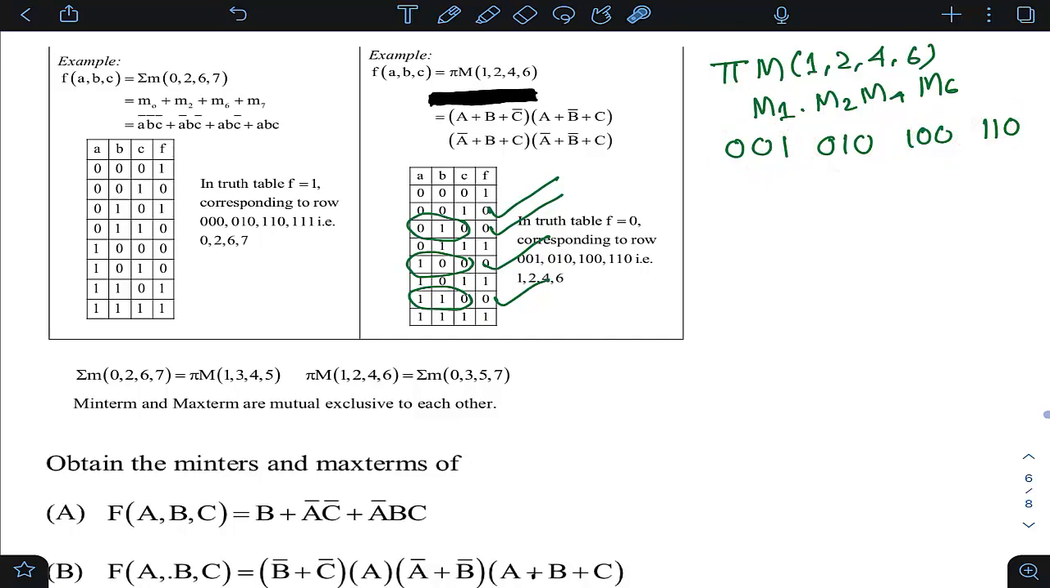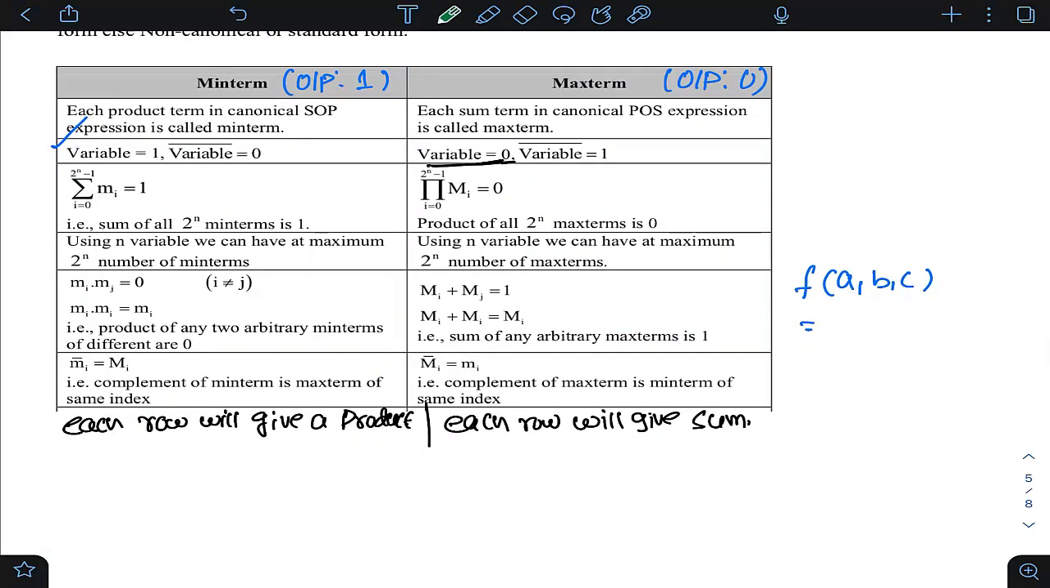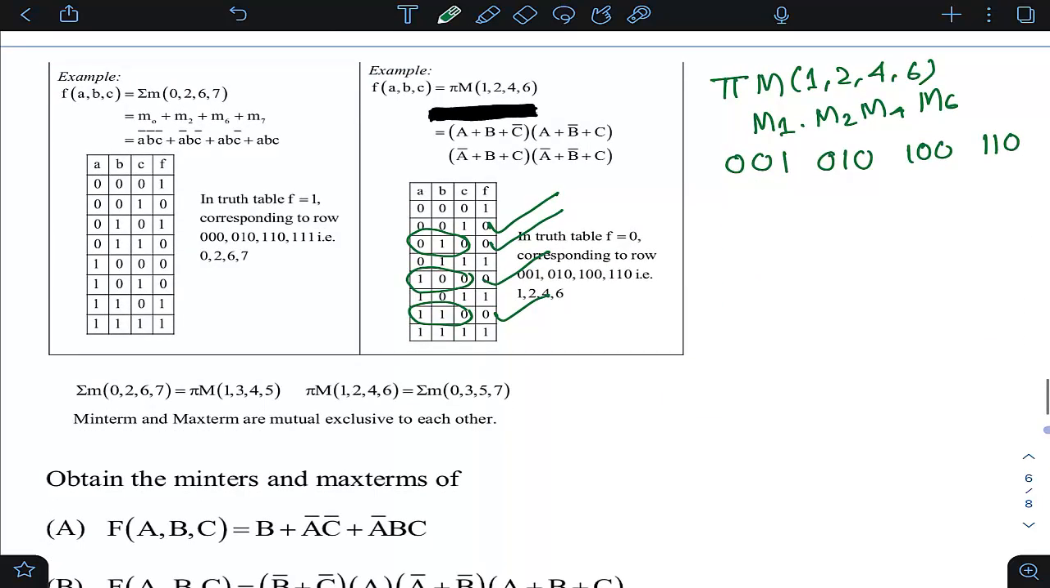So here we have 0, 0, 1. In case of Maxterm, what we know is that 0 means the variable, 1 means the variable complement. So 0 means variable, so it is A plus B, and 1 means variable complement, C bar. Similarly, A plus B bar plus C. And for 1, 0, 0, how much will it be? It will be A bar plus B plus C, and for 1, 1, 0, it is A plus B plus C bar, like this. Same thing you can do for this. So you can do it both ways.